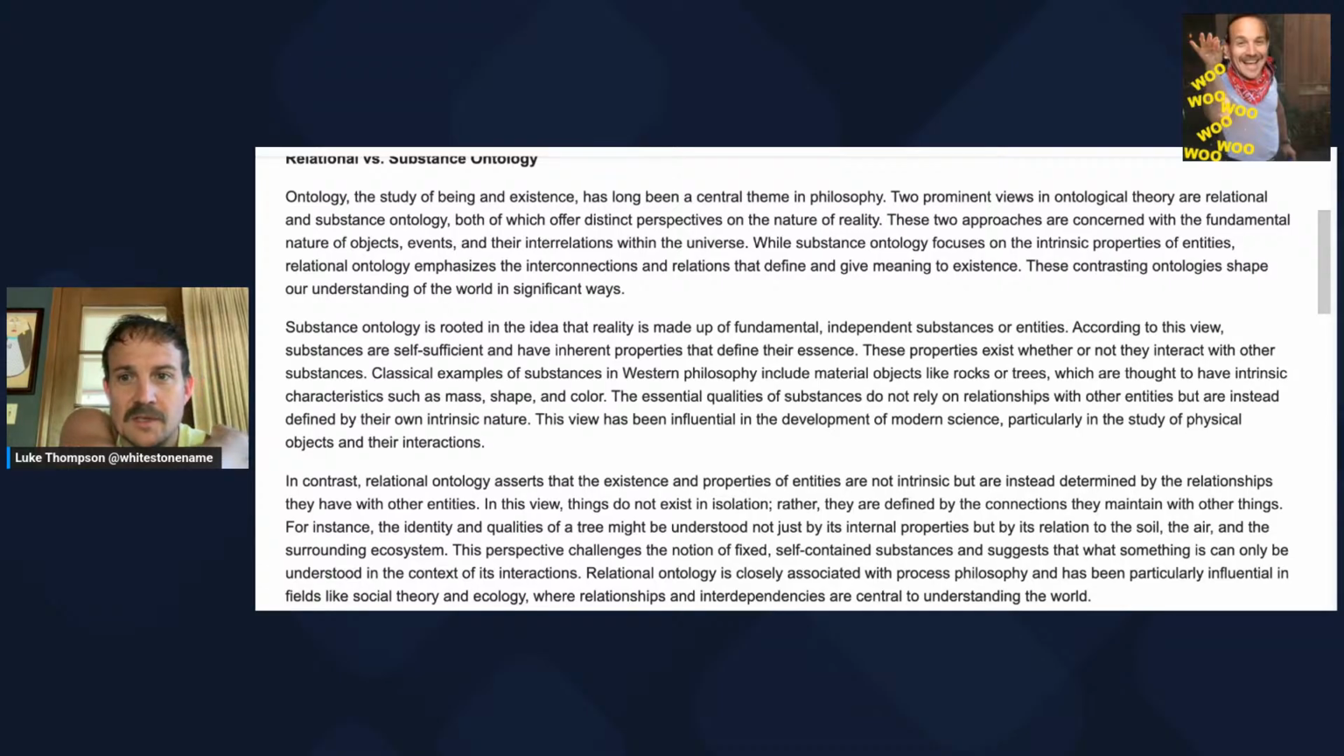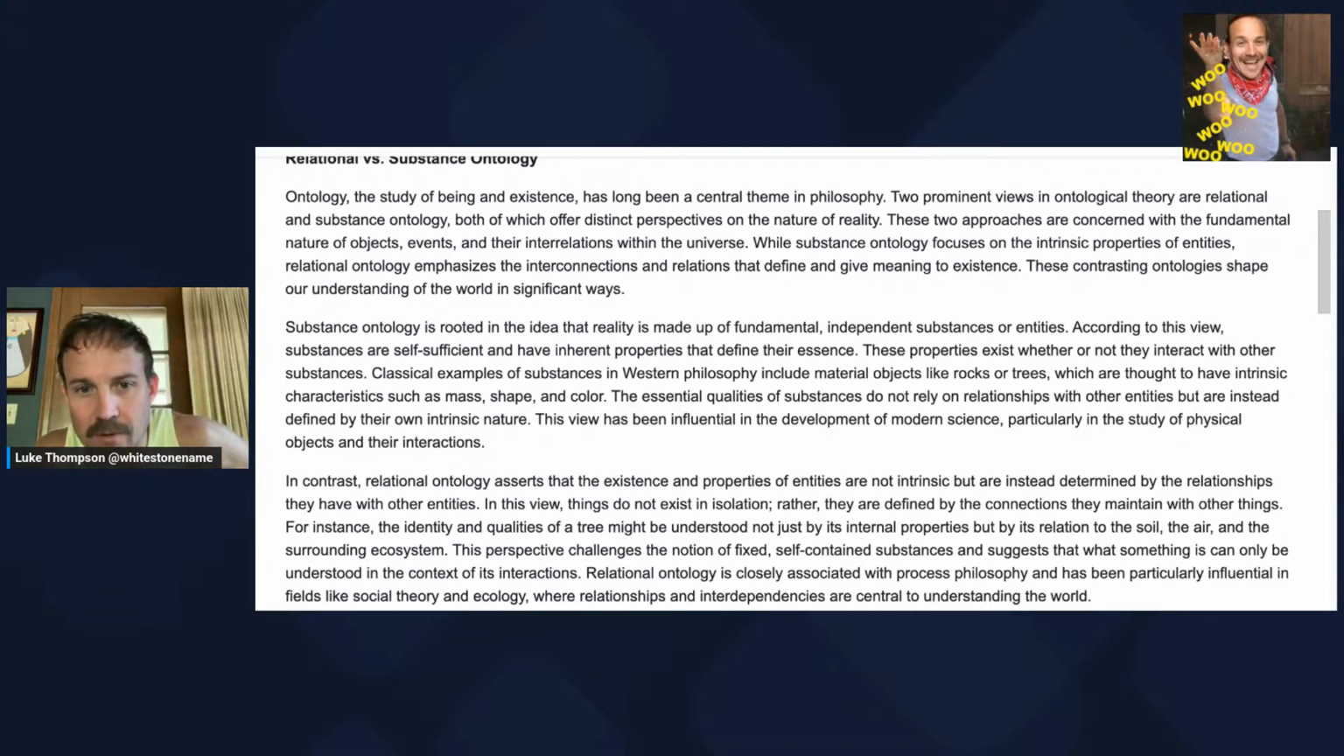These two approaches are concerned with the fundamental nature of objects, events, and their interrelations with the universe. While substance ontology focuses on the intrinsic properties of entities, relational ontology emphasizes the interconnections and relations that define and give meaning to existence. These contrasting ontologies shape our understanding of the world in significant ways. Substance ontology is rooted in the idea that reality is made up of fundamental independent substances or entities. According to this view, substances are self-sufficient and have inherent properties that define their essence. These properties exist whether or not they interact with other substances. Classical examples of substances in Western philosophy include material objects like rocks or trees, which are thought to have intrinsic characteristics such as mass, shape, and color.